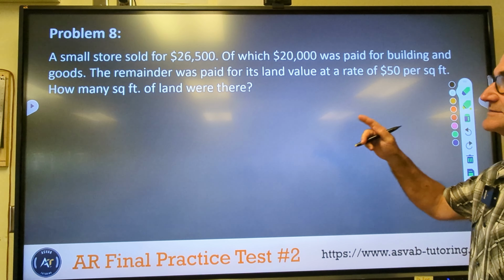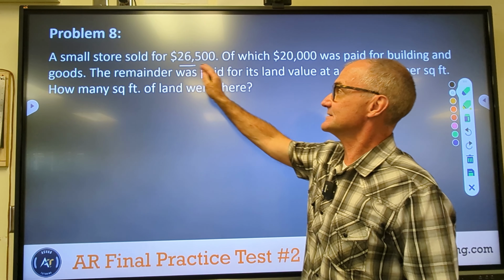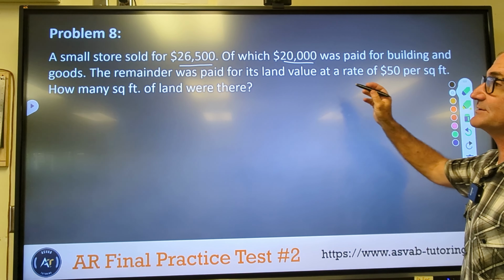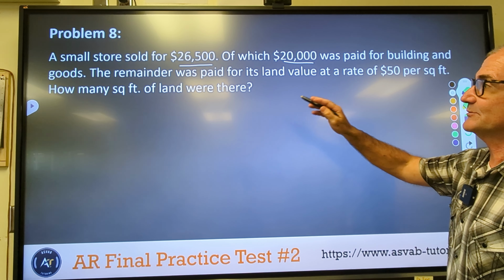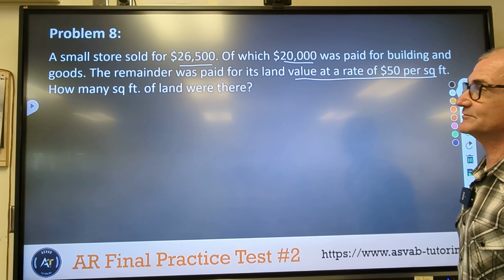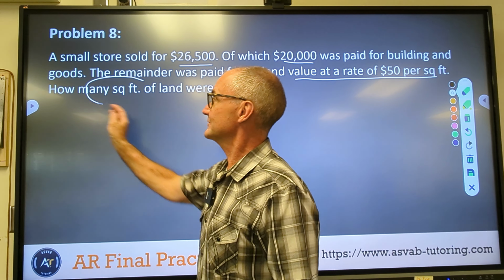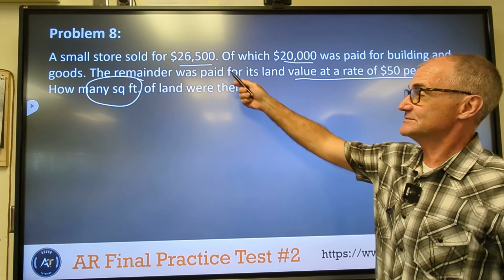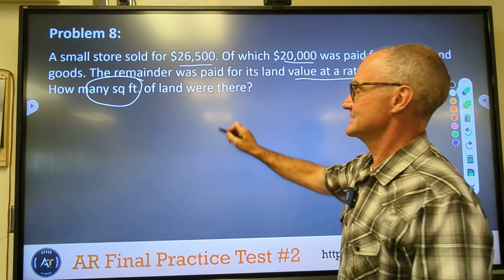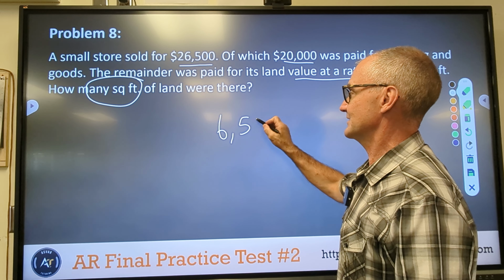Problem number 8. A small store sold $26,500. $20,000 was paid for the building and goods. The remainder was paid for its land value at $50 per square foot. How many square feet? So we have this total amount minus this amount. That's going to give us $6,500.